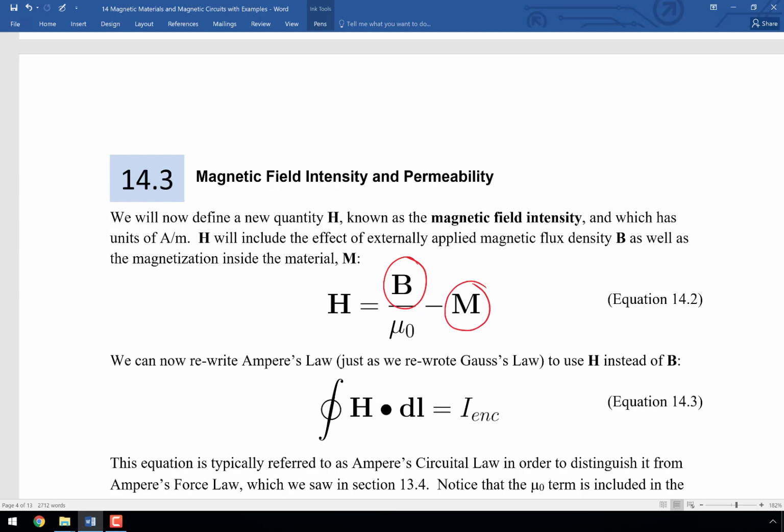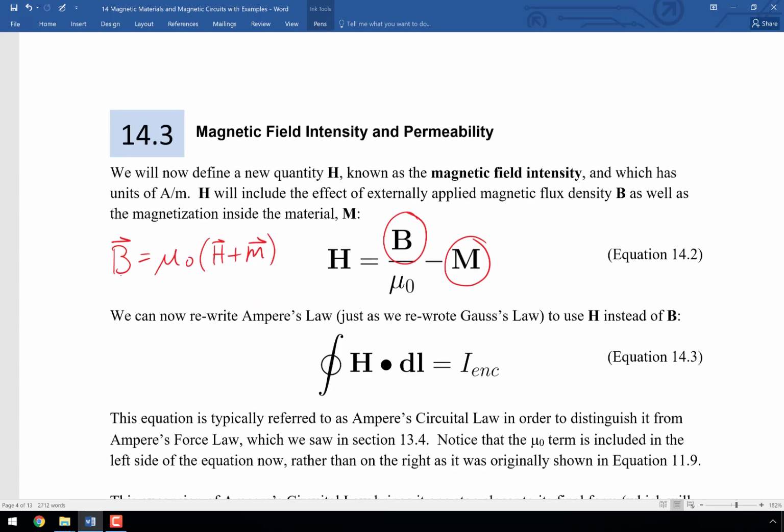Now there's another way of writing this, and that would be that you would have B equals mu sub 0 times H plus M. And this might even be a better way of representing that. The equation 14.2 looks a little bit sketchy in the way that it's written. I like the alternative version even just a little bit more, but in either case you can see that the relationship between H and B is really the same, and how M comes into that effect.